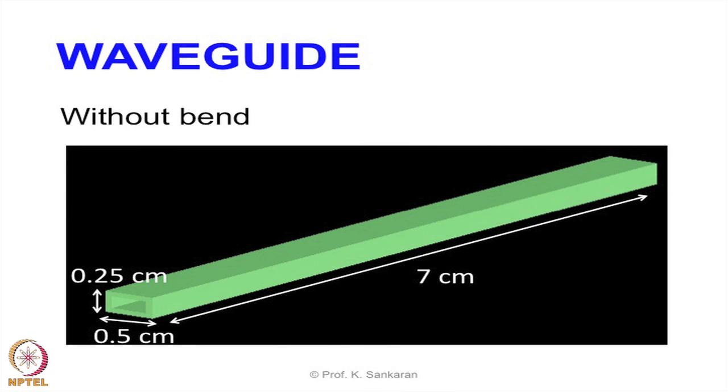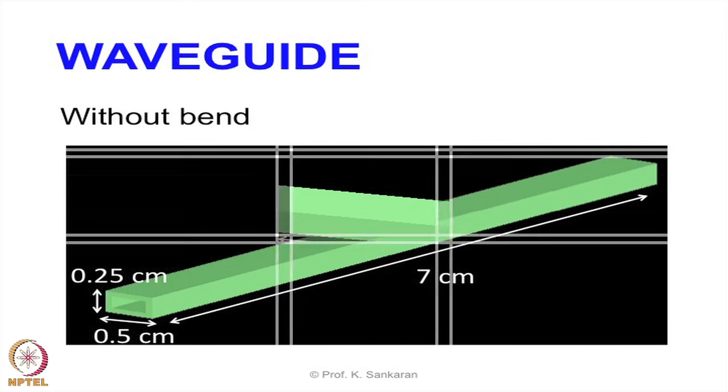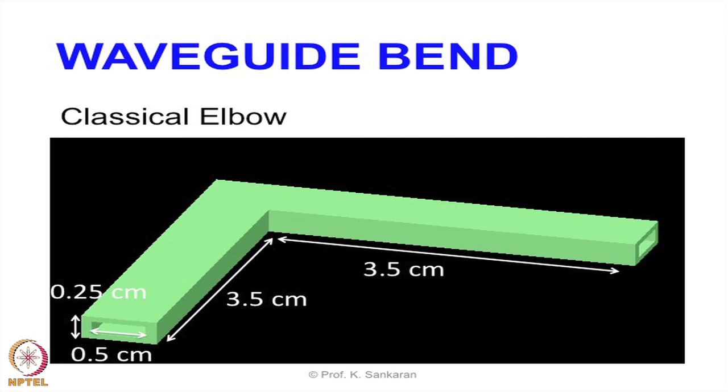So these are the dimensions for our waveguide which we have simulated. So this is without the bend? This is without the bend. Okay, and then this is the second simulation which we have done. So you've taken a rectangular perpendicular bend. So it's a classical elbow.